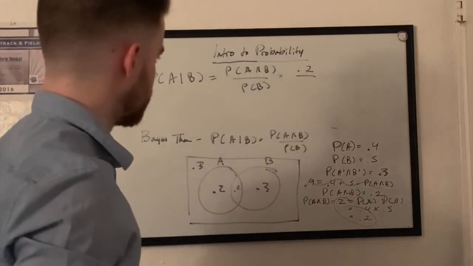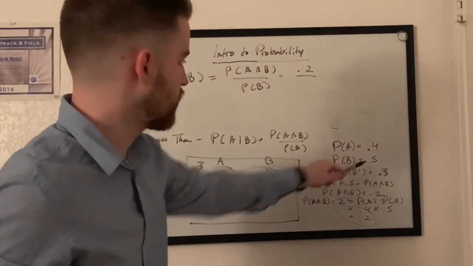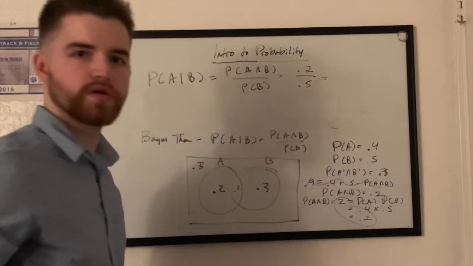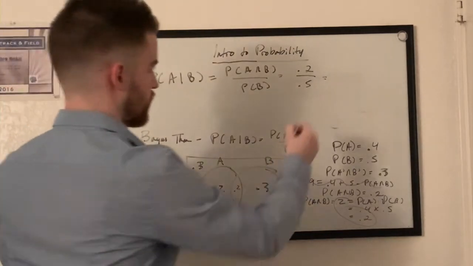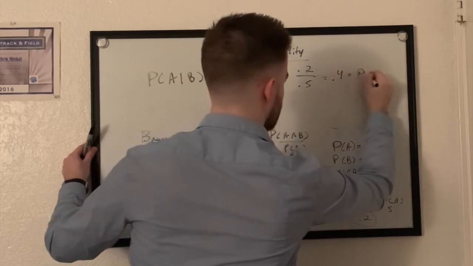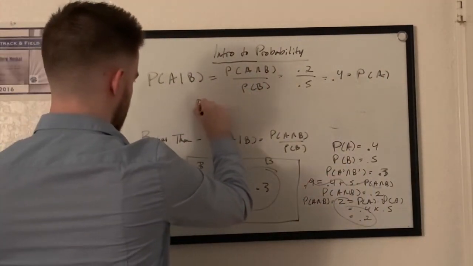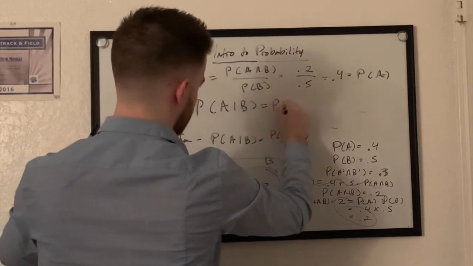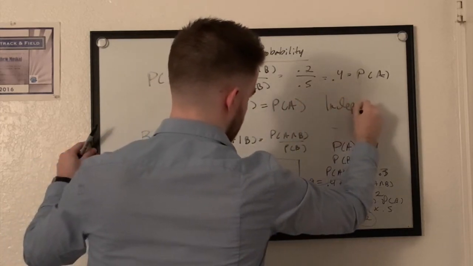Divided by the probability of B occurring. The probability that B occurs is 0.5. What is 0.2 divided by 0.5? Well, that's simply 2/5. 2/5 is 40%, which is equal to the probability of A. Let's write this out. The probability of A given B occurs is simply equal to the probability of A. So yes, independent.